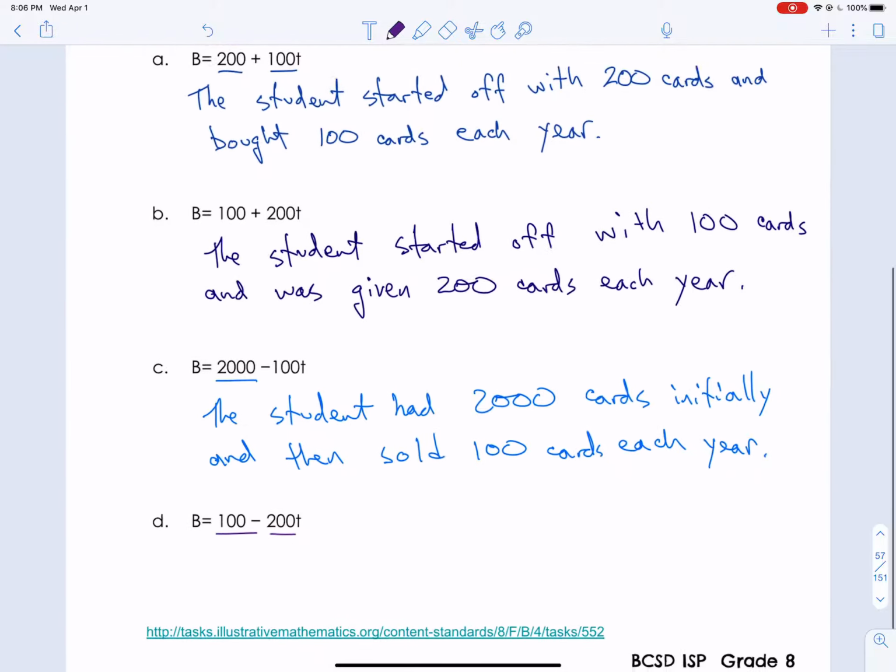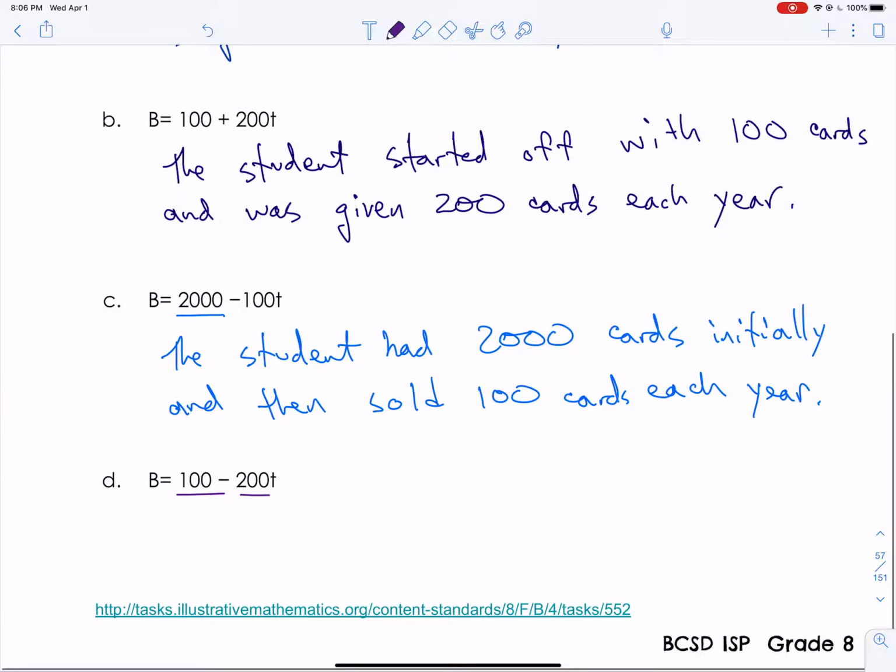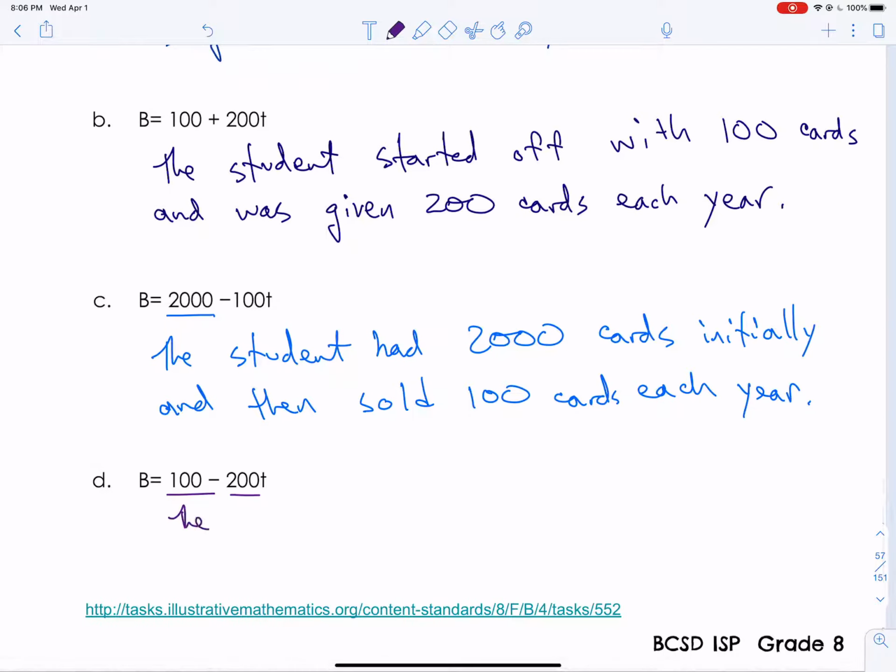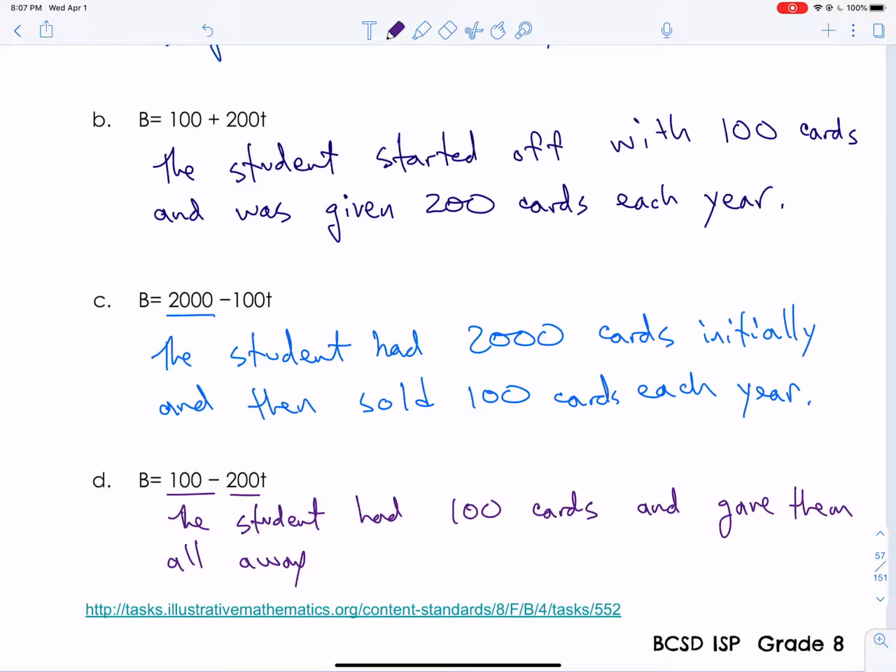So I am going to say, actually, the student had 100 cards and gave them all away, so 100, in half a year, in 6 months.